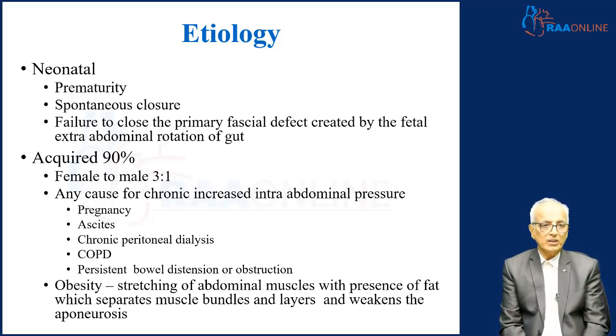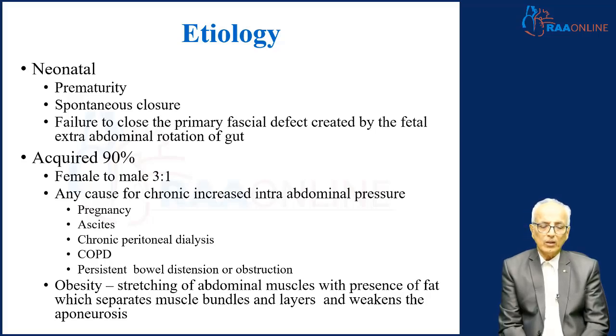Now coming to the etiology, neonatal umbilical hernias are due to prematurity, and spontaneous closure is definite. Spontaneous closure is going to happen during the maturation and development of the child. Failure to close the primary fascial defect created by the fetal extra-abdominal rotation is the cause for neonatal umbilical hernia. Acquired hernias are nearly 90% of paraumbilical hernias. It is predominantly seen in females, in the ratio of 3:1.